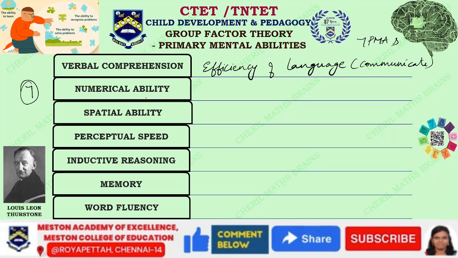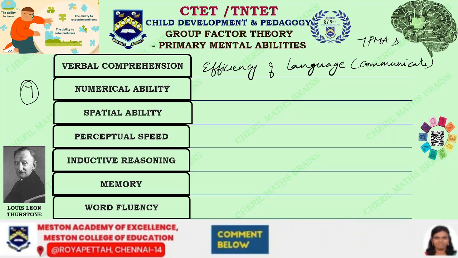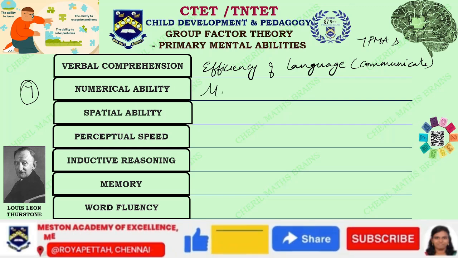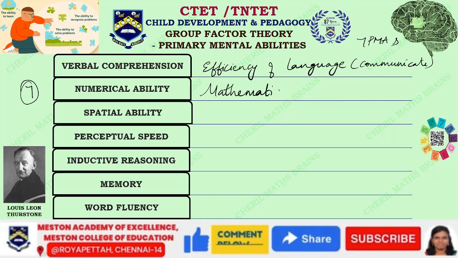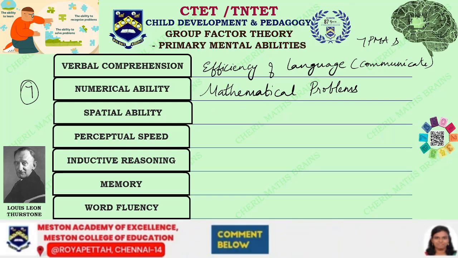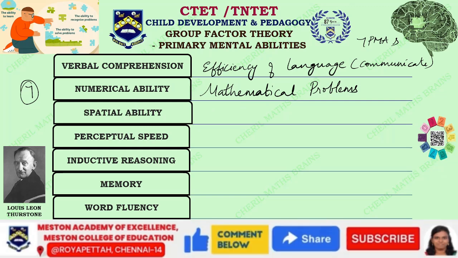The next one is numerical ability. Numerical ability is nothing but how a person has the intelligence to deal with mathematical problems. How is he or she able to deal with mathematical problems, with numbers and with all other things? Because there are some people who will be afraid when it comes to numbers or too many alphabets and all those things. So that is again another type of intelligence.